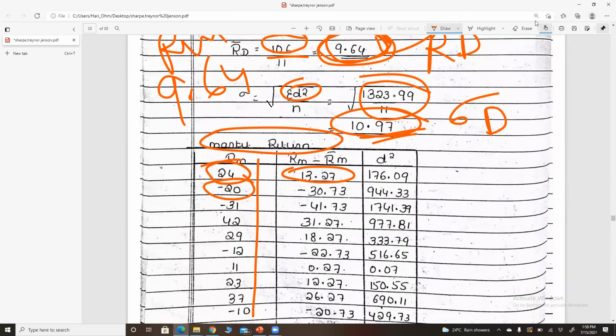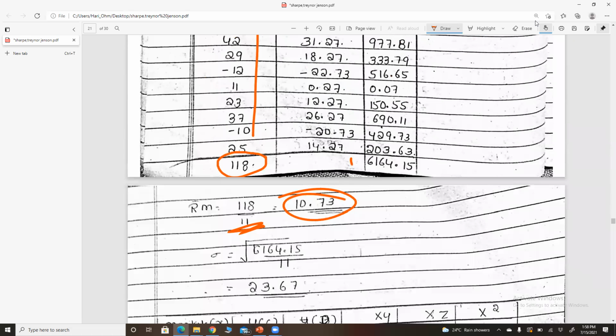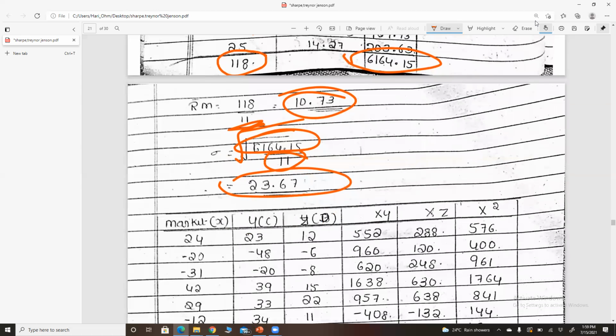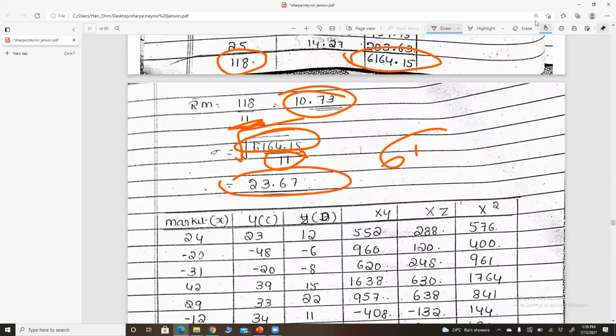So the answer is minus 30.73. Then D square you have to calculate. This is D, the second column is D. Then D square you have to calculate. The total of that D square, that is summation D square, is 6164.15. Divide by 11, then take the square root of it, and you get 23.67. That is the standard deviation of M. Clear? That is 23.67. What about RM?